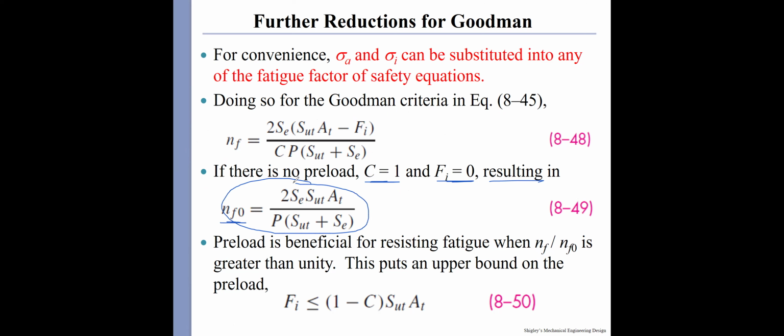Preload is beneficial for resisting fatigue when this ratio nf over nf naught is greater than unity. This puts an upper bound on the preload, so we have to define what the upper bound of the preload is, which must match the relation that Fi has to be smaller than (1 minus C) times Sut times the tensile stress area.